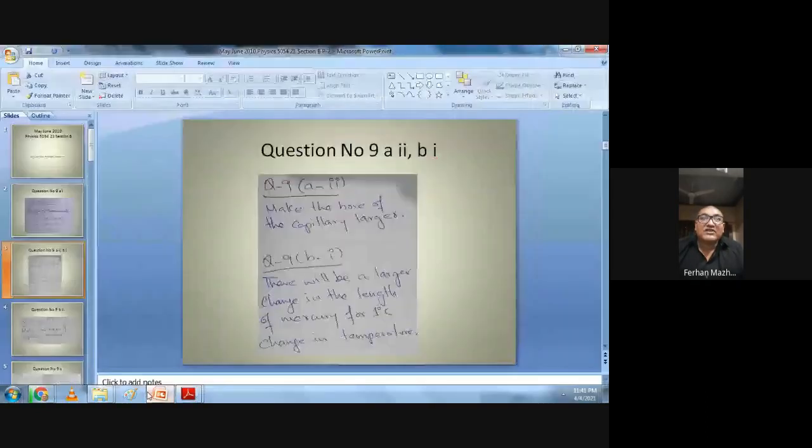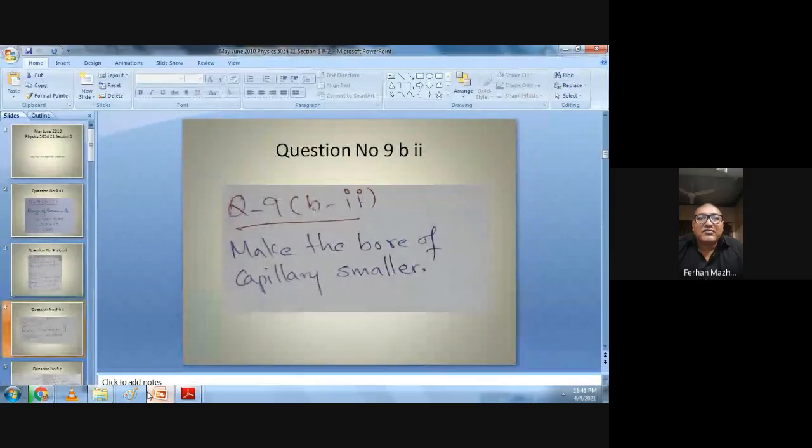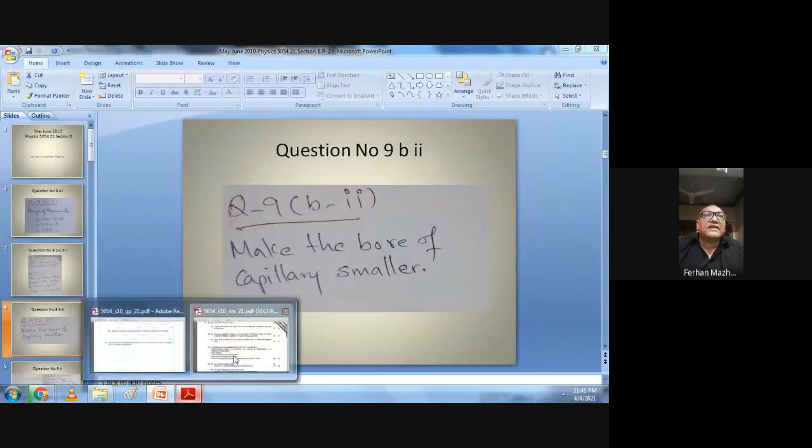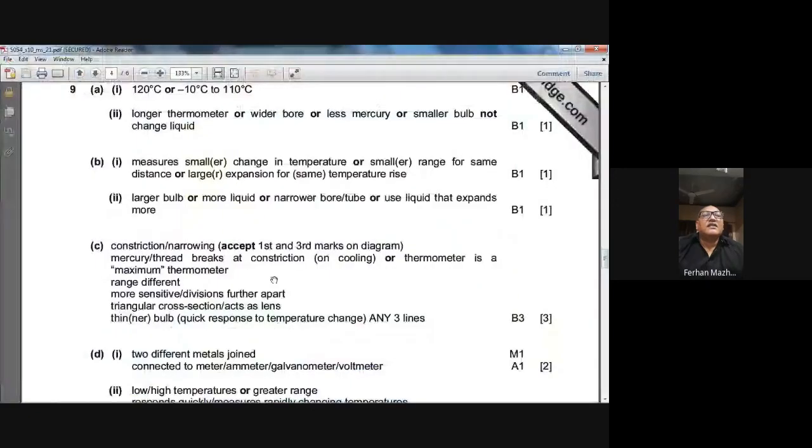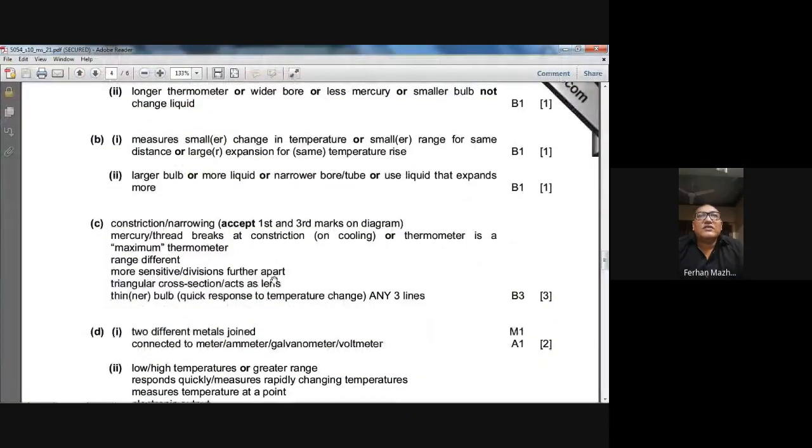That is the one thing which you can do. Make the bore of the capillary smaller. Let me check the marking scheme. The marking scheme says a larger bulb or more liquid or narrow bore tube or use a liquid that expands more. Okay. So narrower bore, I have written this answer. Narrower bore is a very famous question, and many times it has come in the paper one MCQ paper. This thing comes many times.